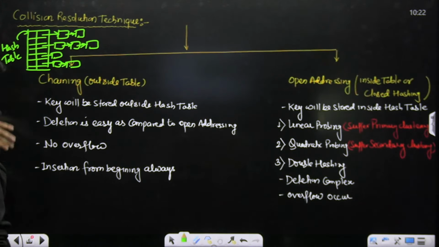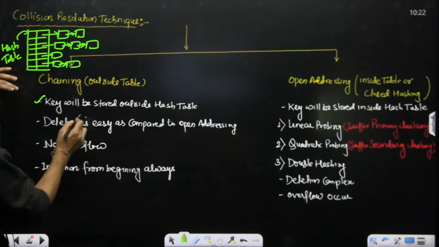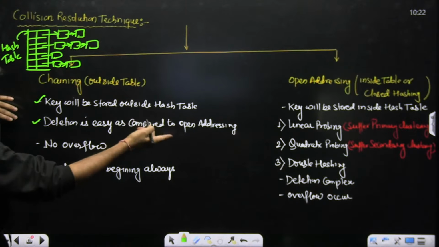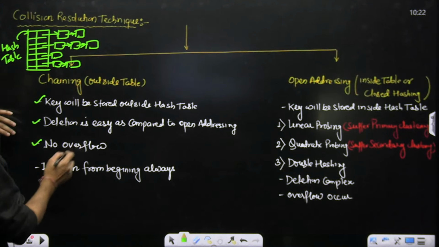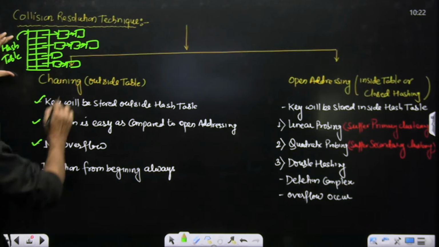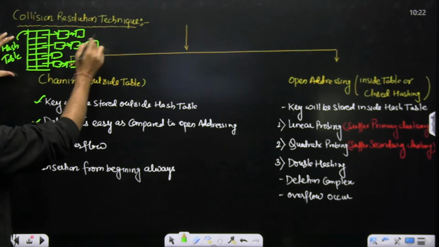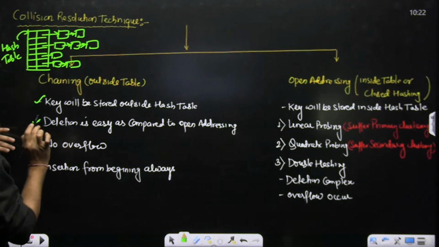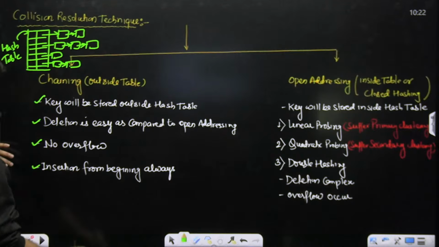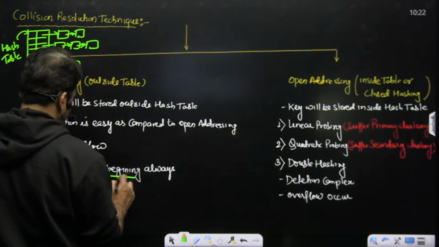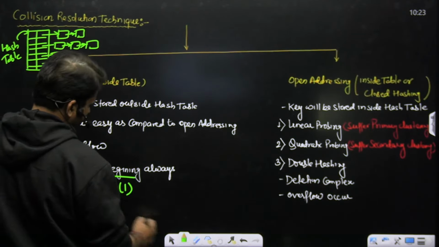Sir, some important points related to chaining, bache. Keys will be stored outside the hash table. Deletion is easy as compared to open addressing. We'll discuss shortly. No overflow, student. You can handle an unlimited number of collisions, because you just create a node and add the pointer. Insertion is always from the beginning because in a linked list you insert from the beginning. Then what is the time complexity? Order of 1. So that's why insertion from the beginning.